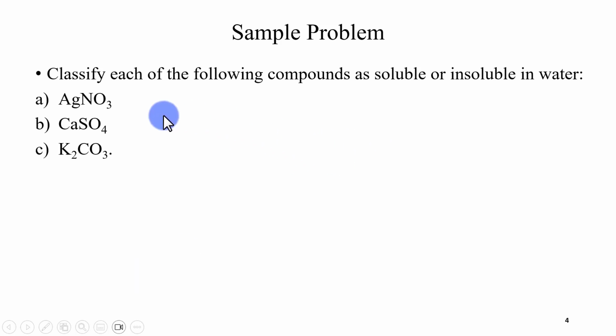Here's a sample problem for you to try. Classify each of these compounds as soluble or insoluble in water. You have AgNO3, CaSO4, and K2CO3. Use the flow charts to determine whether these are soluble or insoluble.